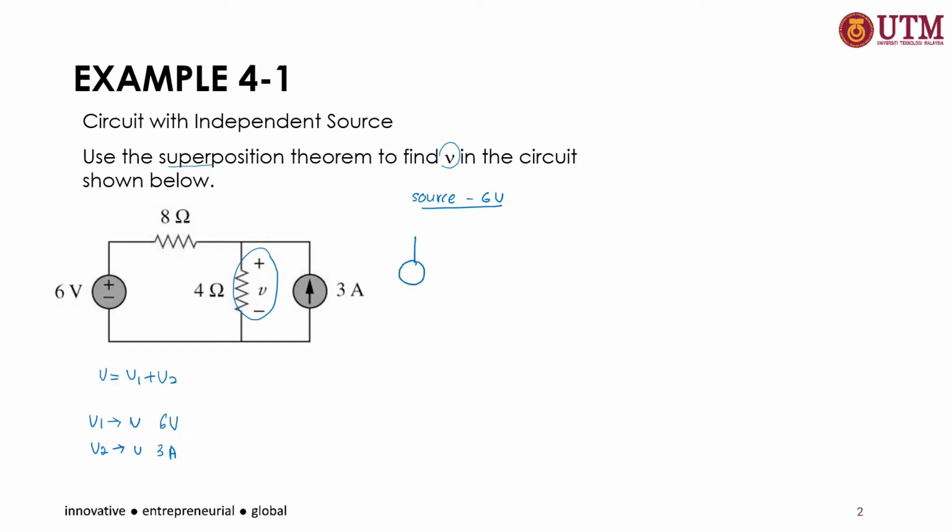So we redraw this circuit. We have a circuit like this. This is an open circuit. This is your 4 ohm. This is your 8 ohm. This is the V, which we now denote as V1. And then this is the plus minus 6 volt source.